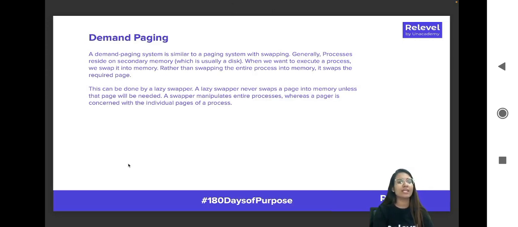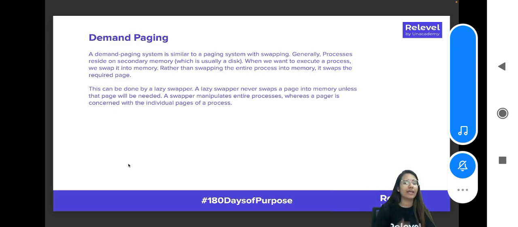Demand paging is very similar to the paging system, but with swapping. The process is divided into pages, the memory is divided into frames, but you keep on swapping the pages in and out of the memory. Generally, the processes reside on the secondary memory, which is the disk, and whenever you want to execute a process, you swap it into the memory.